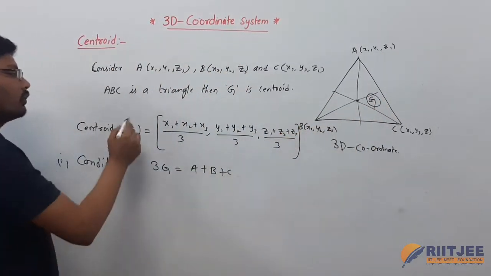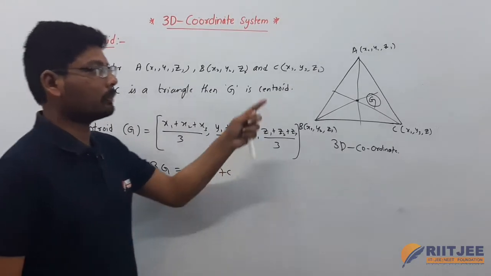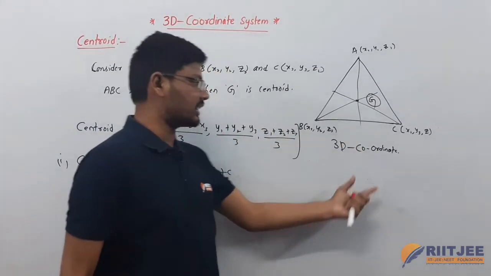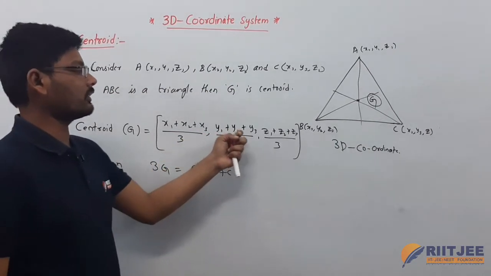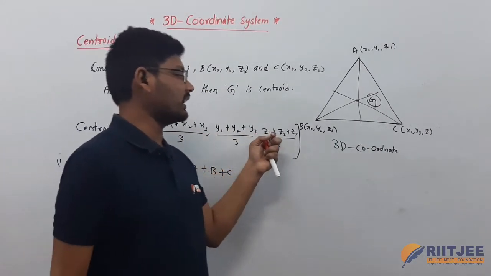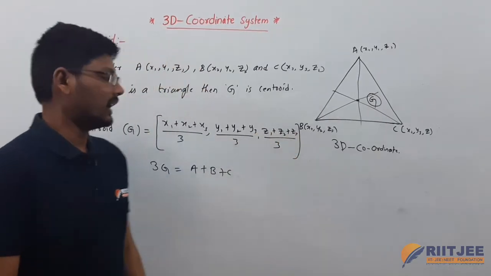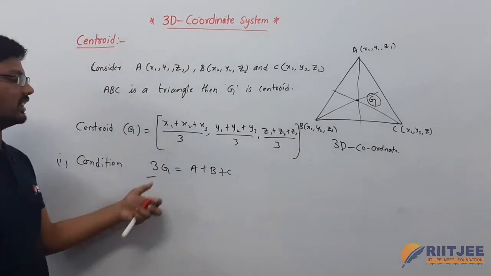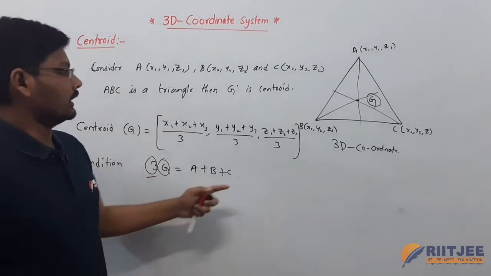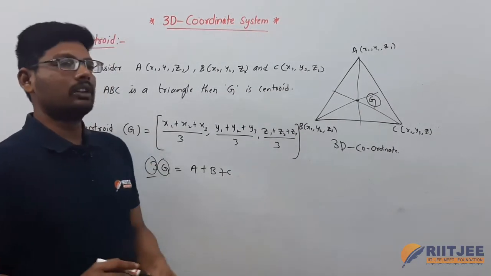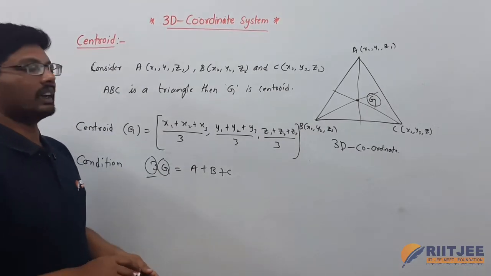Then the formula to find the centroid of a triangle, if the points are given in the 3D coordinate system, is (x1 plus x2 plus x3) by 3, (y1 plus y2 plus y3) by 3 and finally (z1 plus z2 plus z3) by 3. And the condition for that one is 3G, 3 into the centroid is equal to the sum of the points A, B, C. So this is all about the centroid here.